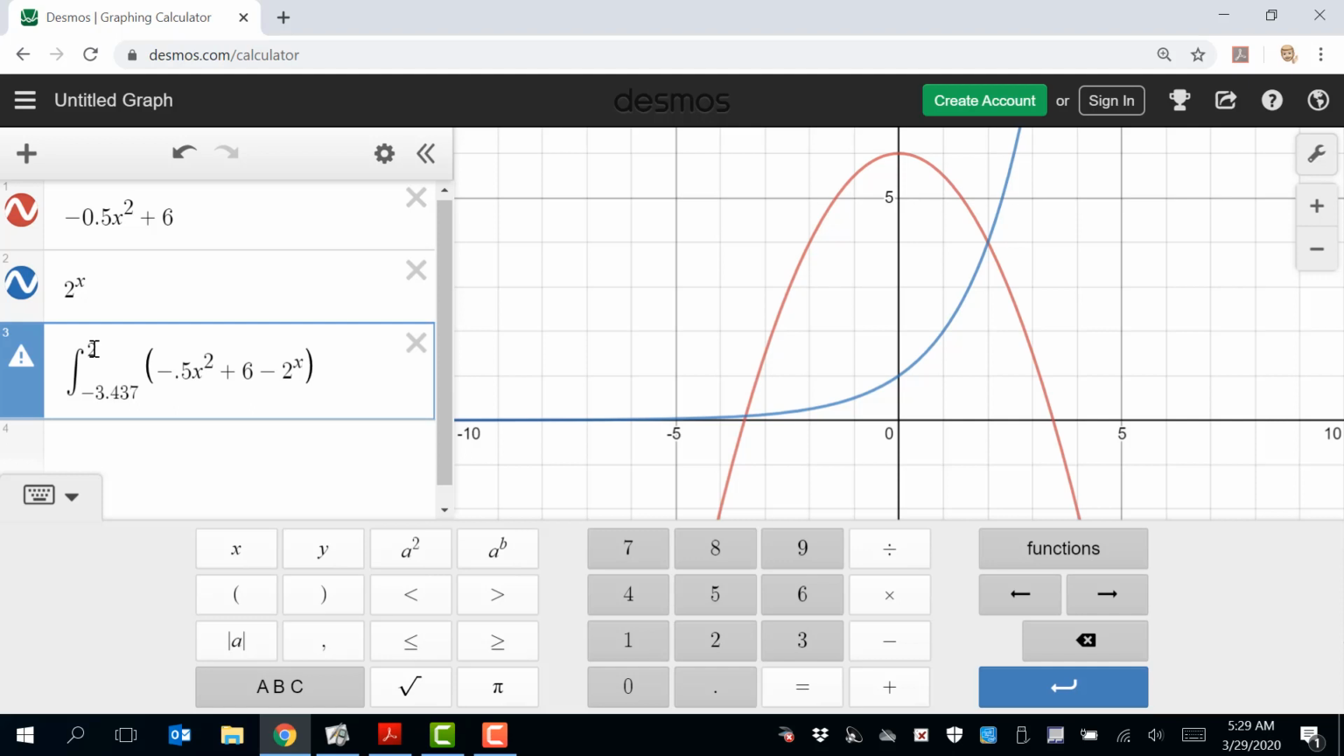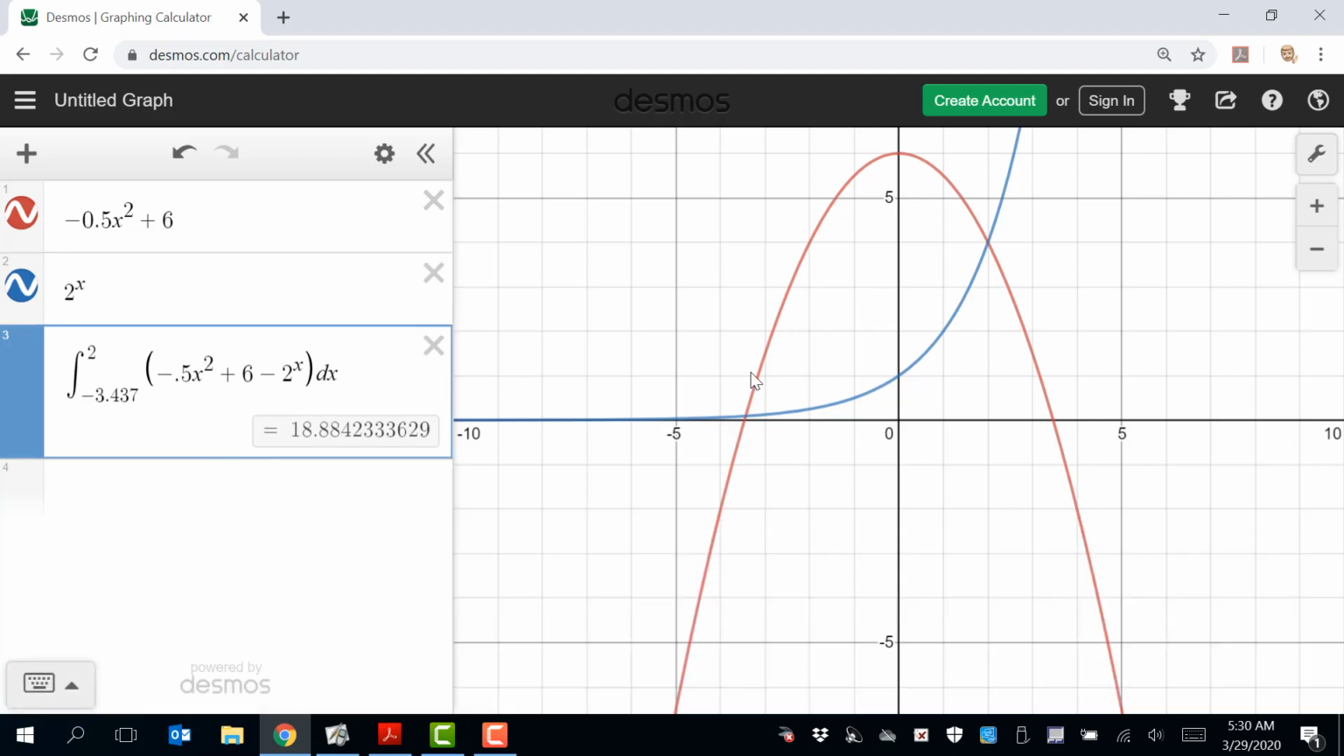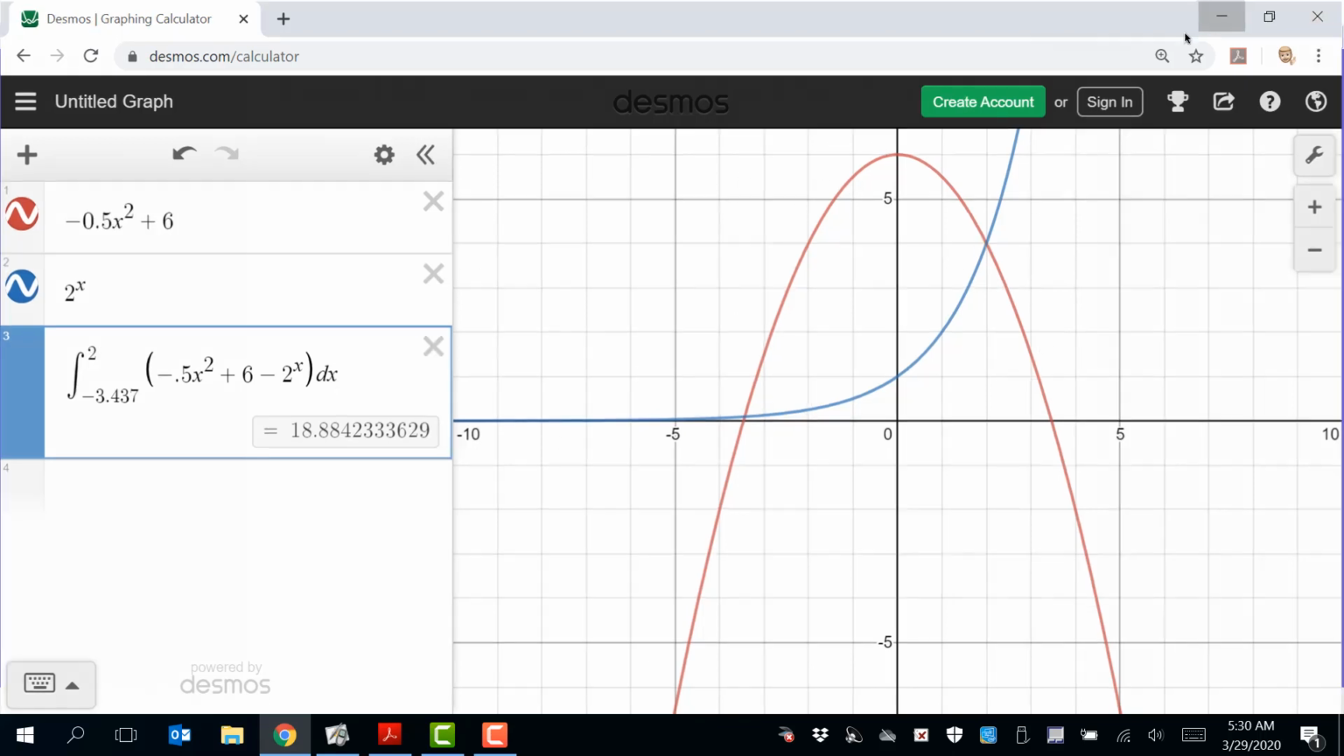Now a lot of you are going to forget to do this, but you need to also define which variable you're evaluating this for. So dx. And once you type that, you see that it actually spits out the integral for you here. So the area of this enclosed region would be 18.884 square units. I love Desmos. It's clean, it's easy to use, it's all right here on one screen. I love that.